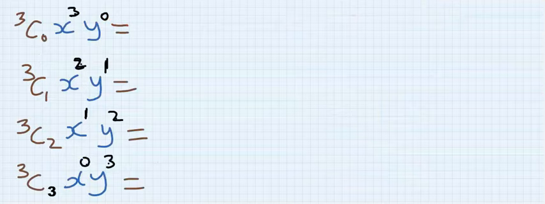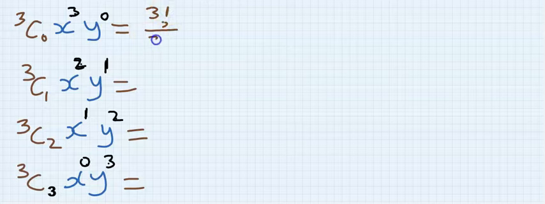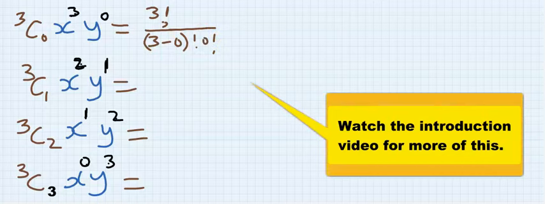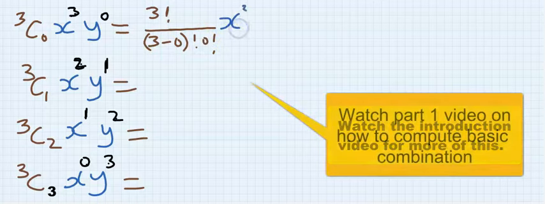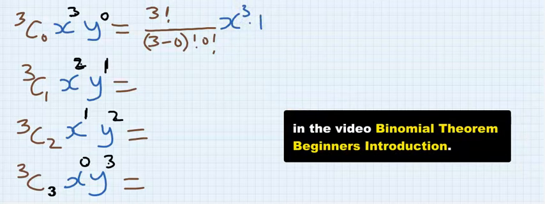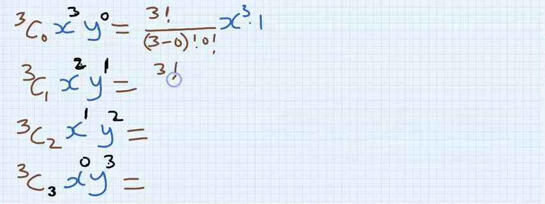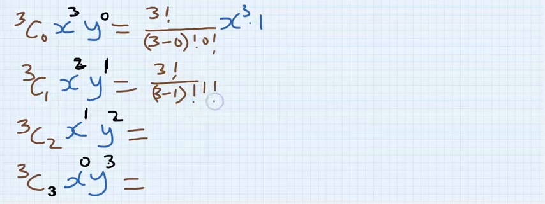So in this first one, I'm going to have 3 factorial over 3 minus 0 in bracket factorial, 0 factorial, x to the power of 3 times 1. Anything to the power of 0 is 1. The next one is 3 factorial over, there is 1 here, I'm going to have 3 minus 1 factorial, then 1 factorial. This is x squared y.